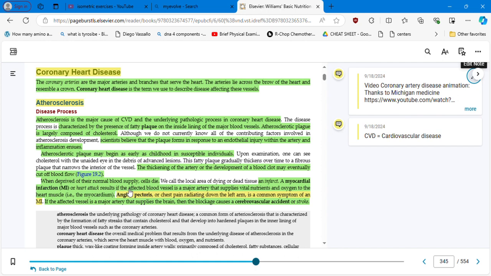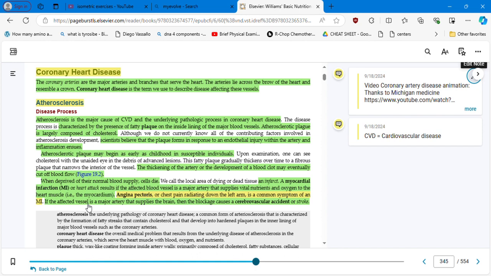And this results if the affected blood vessel is a major artery that supplies vital nutrients and oxygen to the heart muscle, the myocardium. Angina pectoris, or chest pain radiating down the left arm, is a common symptom of an MI. In men, this is very common. In women, it can feel like stomach pain or gastritis, okay? And they will go to the hospital thinking that they are having a severe episode of gastritis or ulcers, when in fact they are having an MI.